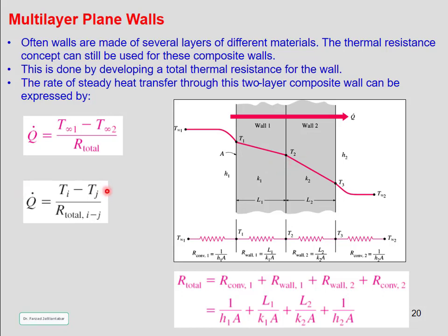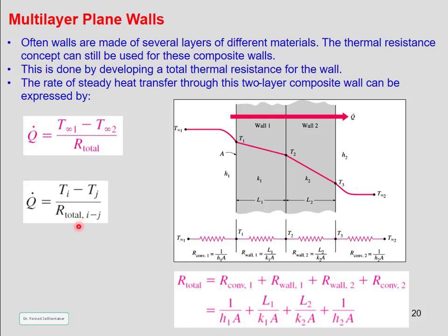We can use this equation to calculate the temperature at point J of the wall, when Ti is known. The total thermal resistance between I and J is also determined, and then we can calculate the temperature at the surface of that layer by using this equation, where Ti is a known temperature at location I, and R total IJ is the total thermal resistance between locations I and J.